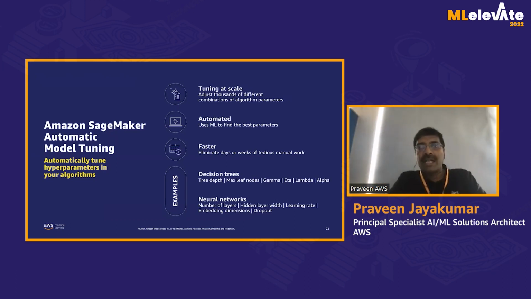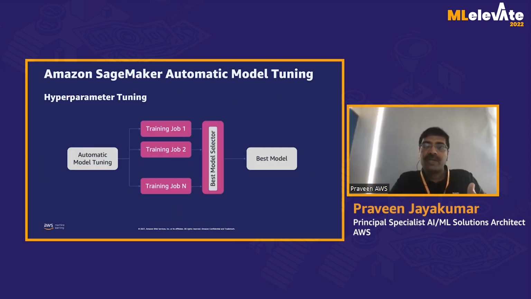SageMaker, from a training perspective, also supports model tuning, or what we call hyperparameter optimization. That is one of the things you typically do as a data scientist, right? SageMaker helps you do that in an automated way and also in a faster way. So how do we do it? We will talk about it.